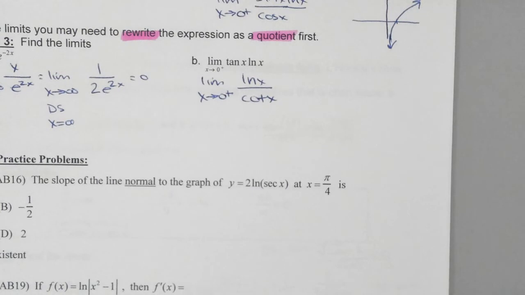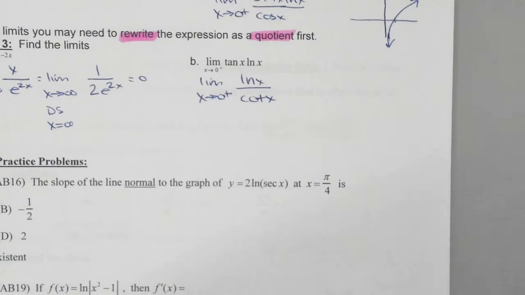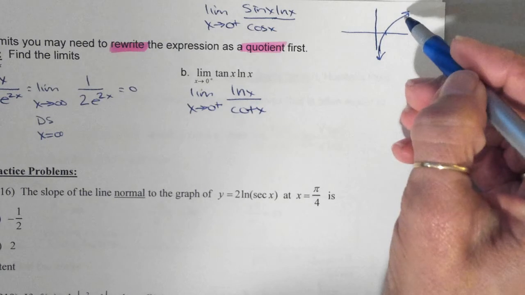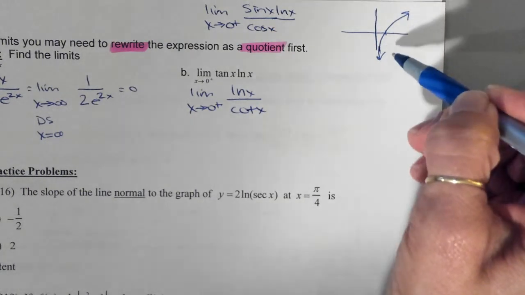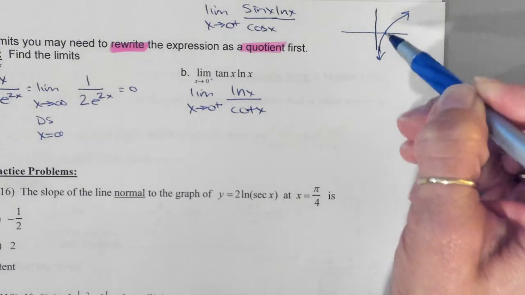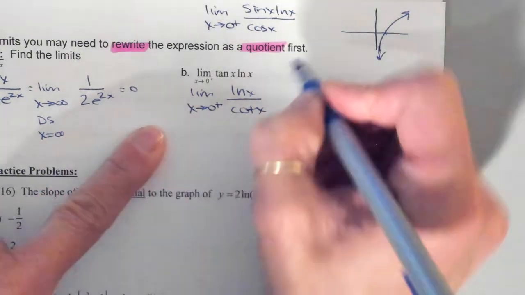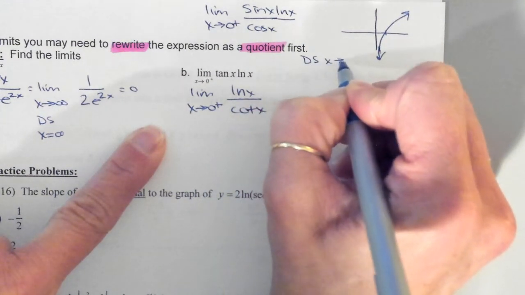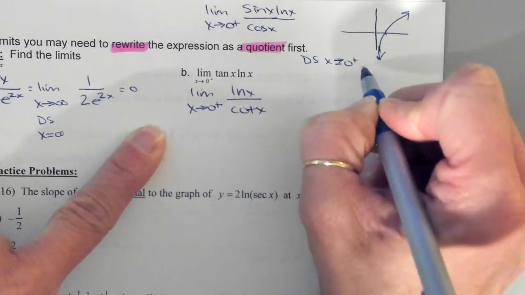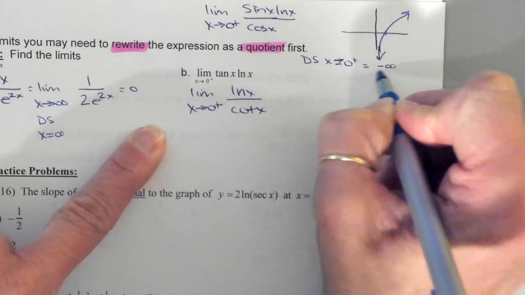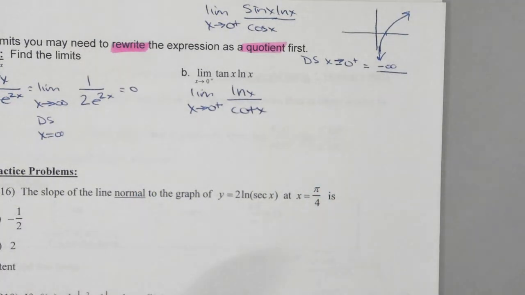Okay. If we're evaluating using direct substitution now written as a quotient, before I even think about L'Hopital's, we're evaluating the limit using direct substitution, but we're approaching 0 from the right. So that means as I plug in values that approach 0 from the right, what's happening to my natural log graph? Where's it going? It's going to negative infinity. So using direct substitution, where x is approaching values from the right of 0, you get negative infinity. Now you have to think about your cotangent graph.